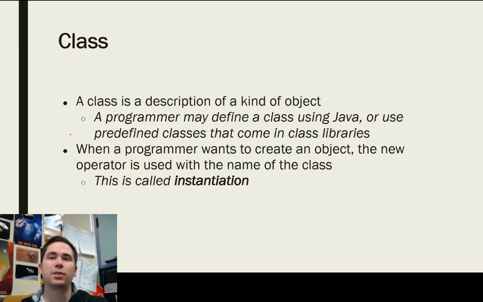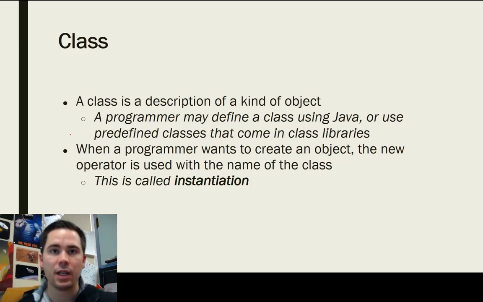A class is a description of a kind of object. A programmer may define a class using Java, or use a predefined class that comes in class libraries. So far in class, you have imported the utility as well as the input-output. You've imported math. Those are all classes that have been predefined, so you're not having to redefine those methods and classes.